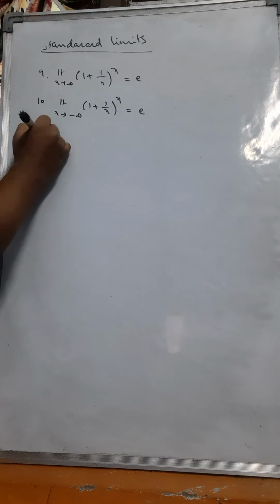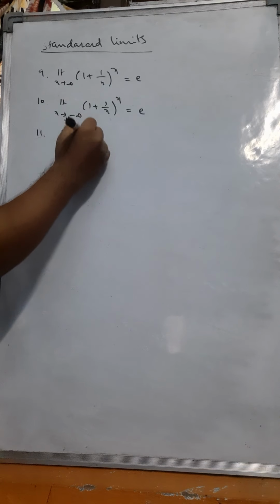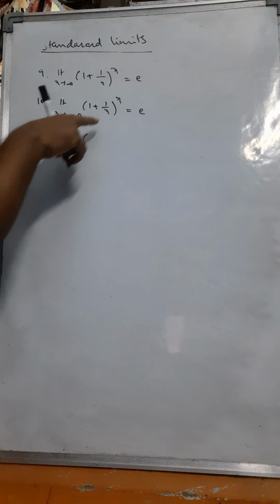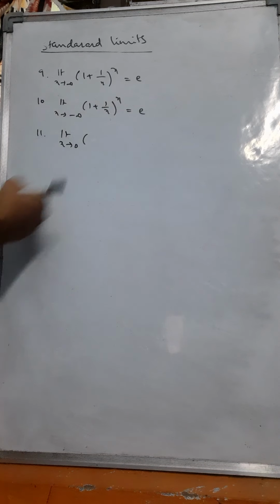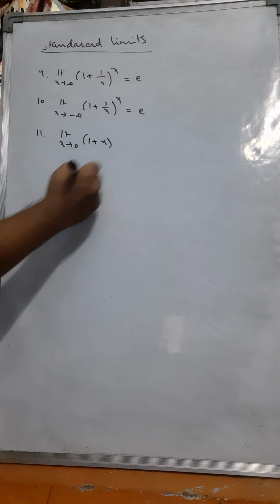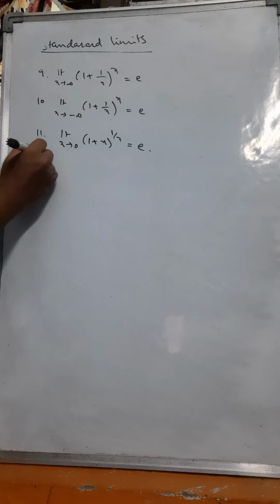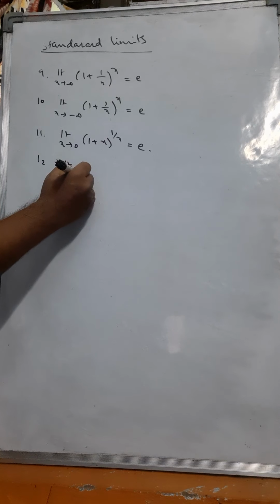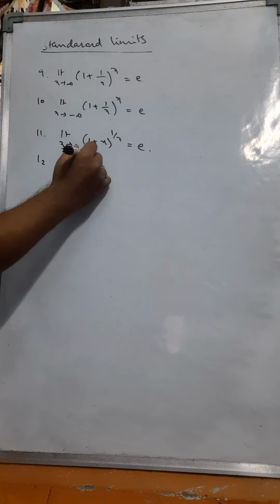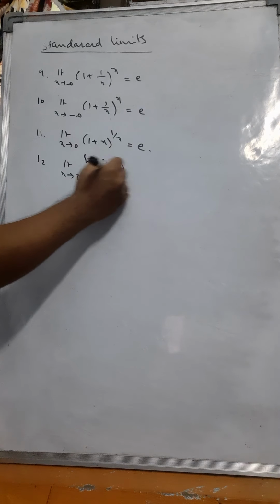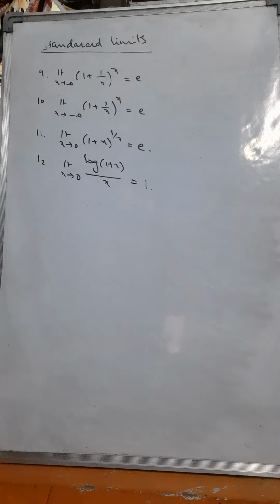Next, limit x tends to 0: here x tends to 0 means 1 by x tends to infinity, so we get (1 plus x) whole power 1 by x is equal to e. Next, twelfth one: limit x tends to 0, log(1 plus x) by x is equal to 1.